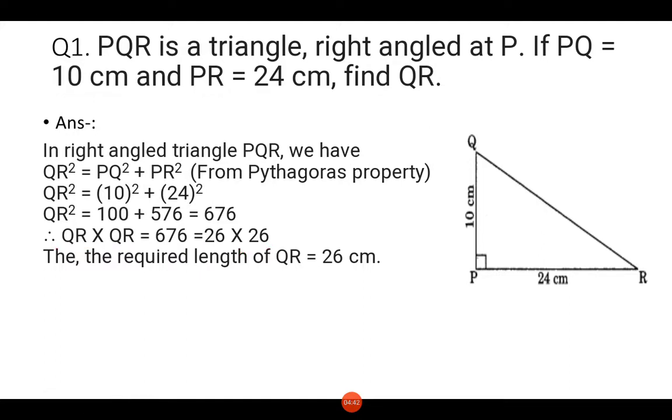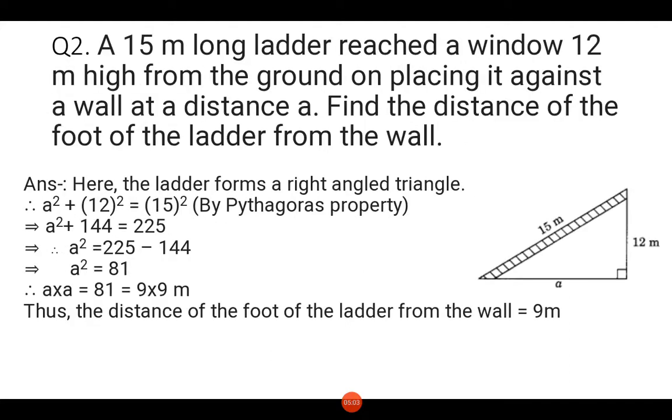Thus the required length of QR is 26 centimeter. So by applying Pythagoras property, we have found the side QR which is 26 centimeter. Students, let us solve one more problem on Pythagoras property.